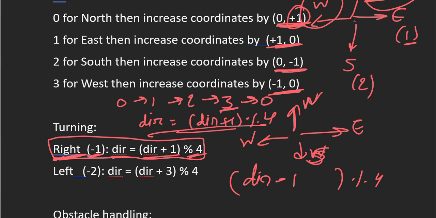But suppose we are at 0, the north direction, that is 0. So 0 minus 1 will be minus 1.